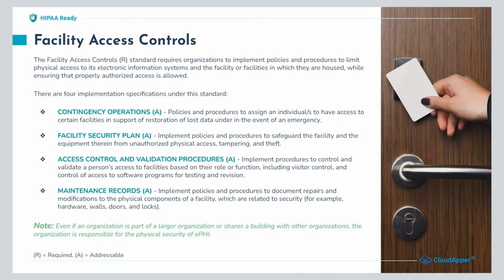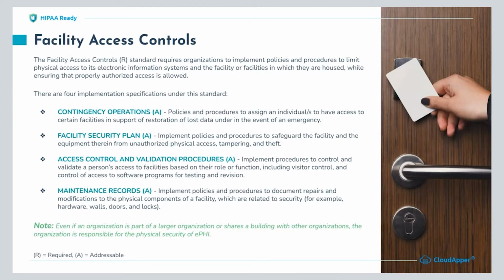Contingency operations are the policies and procedures to assign an individual to have access to certain facilities in support of restoration of lost data in the event of an emergency. Facility security plan is implementing policies and procedures to safeguard the facility and the equipment therein from unauthorized physical access, tampering, and theft. Access control and validation procedures include implementing procedures to control and validate a person's access to facilities based on their role or function, including visitor control and control of access to software programs for testing and revision.